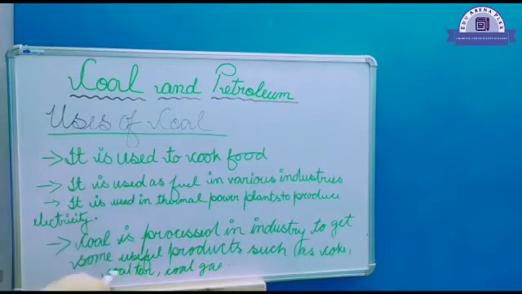Next, coal is processed in industry to get some useful products. What are the useful products? Such as coke, C-O-K-E, then coal tar, C-O-A-L T-A-R, and also coal gas.